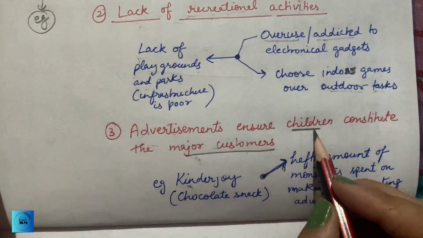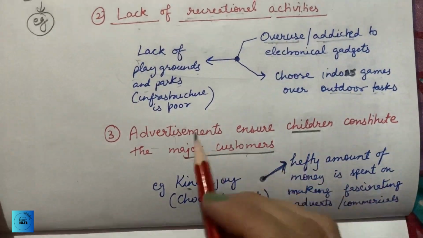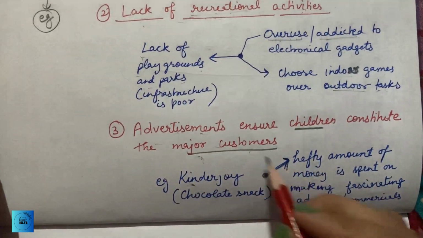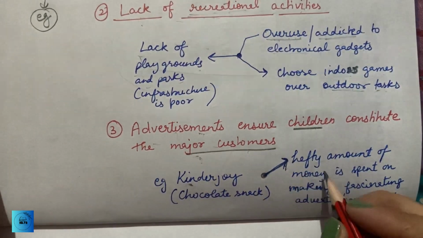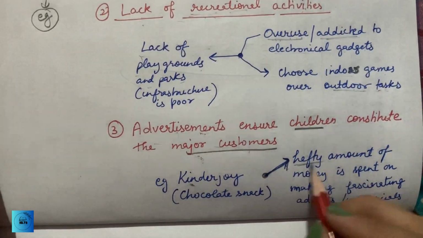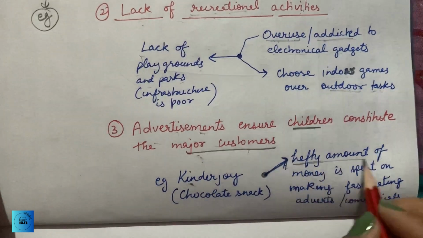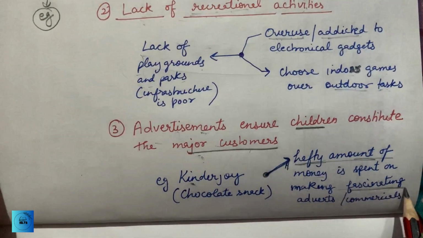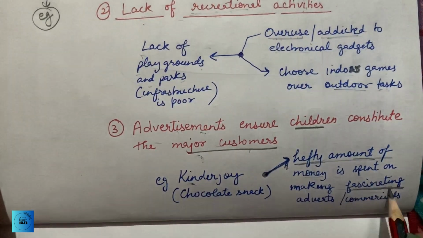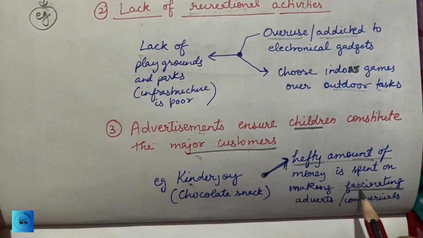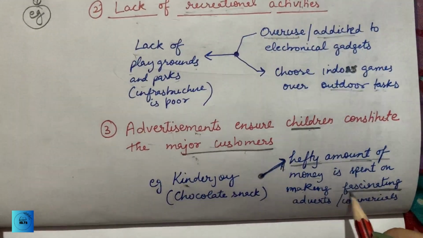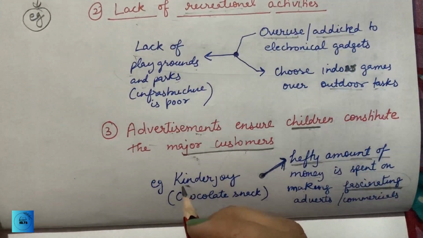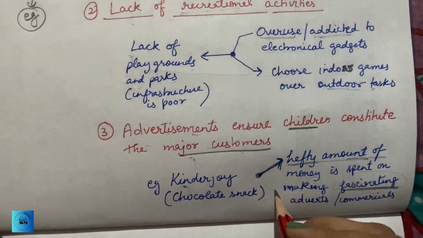So the children know different varieties of snacks because of the advertisements that they see on their tablets or television. Advertising industries, commercials or promotions require companies to spend a hefty amount of money. Why? In order to make those ads fascinating to children. So they can use animated videos, or they can use their favorite cartoons. One example of this can be Kinder Joy, which is a chocolate snack that everyone knows.